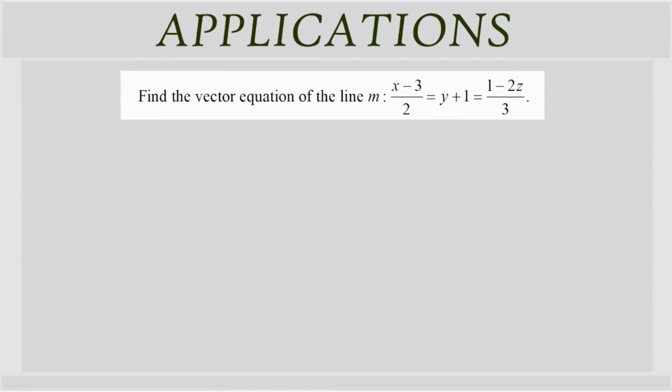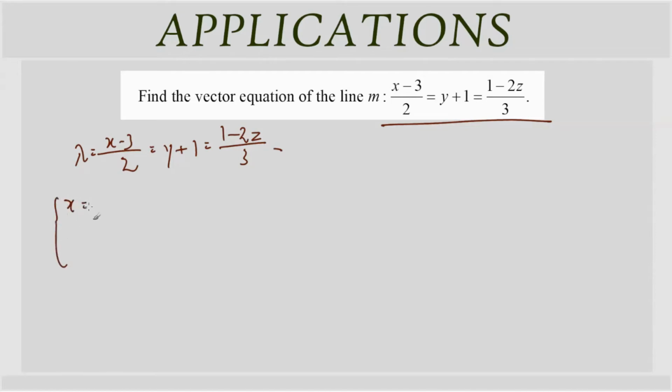So for the second application question, we have find the vector equation of this Cartesian form over here. So we have lambda is equal to x minus 3 over 2. Right, they always remove the lambda for the final answer. And when you multiply out, you get x is equal to 2 lambda plus 3, y is equal to lambda minus 1, and z is equal to, now this is a little more complicated, but after some factorization, you get 3 lambda minus 1, you get half minus 3 over 2 lambda.